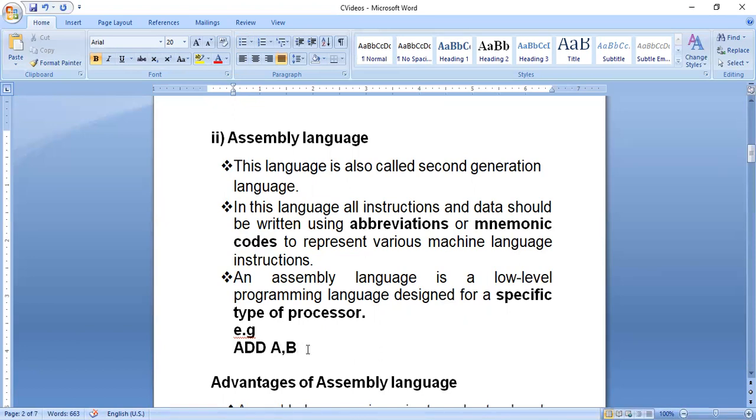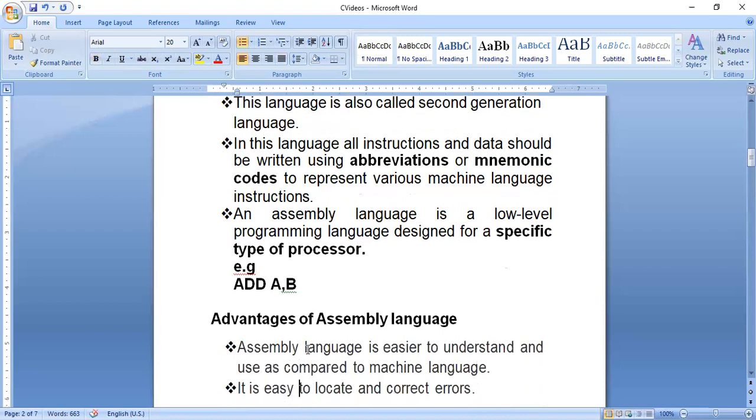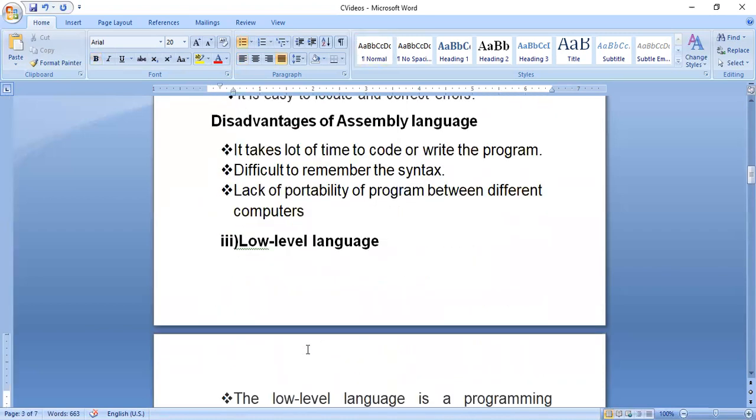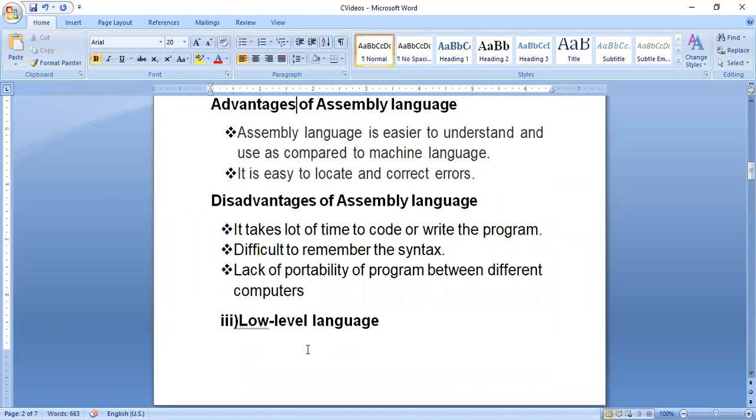What are the advantages of assembly language? Assembly language is easier to understand as compared with machine language. It is easy to locate and correct errors. By using assembly language, we can easily correct errors in the program.